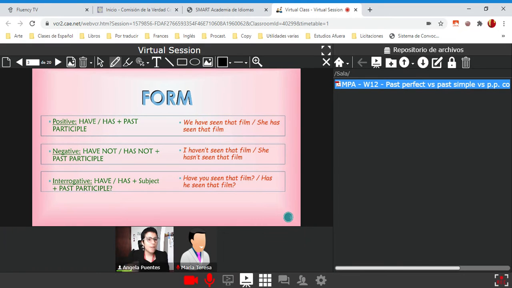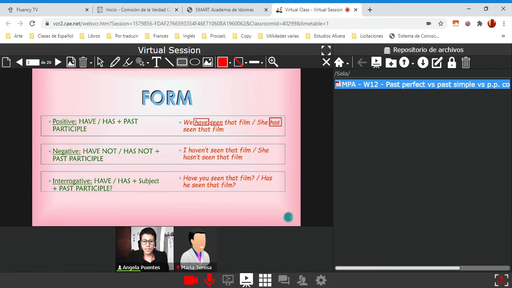Okay, the first thing that we have is the form of the present perfect. We use have and has plus the past participle, right? So here we have seen that film, have and the past participle, and she has seen that film because, well, it's the third person. Also, we have the negative form, and have and has are used as an auxiliary, like haven't or hasn't. I haven't seen that film. She hasn't seen that film.